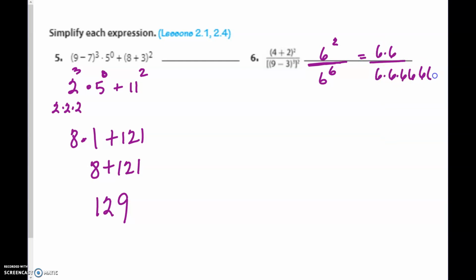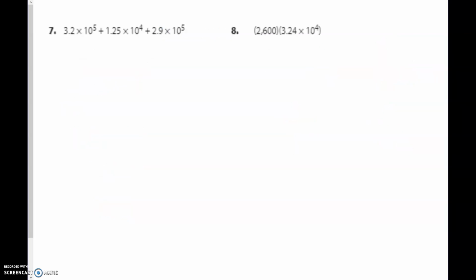And if I cancel, don't I have 4 6's on the bottom? And so I'm just going to grab my calculator right now, and I am going to do 6 caret 4. And that is 1,296. All right, moving on to number 7 here.